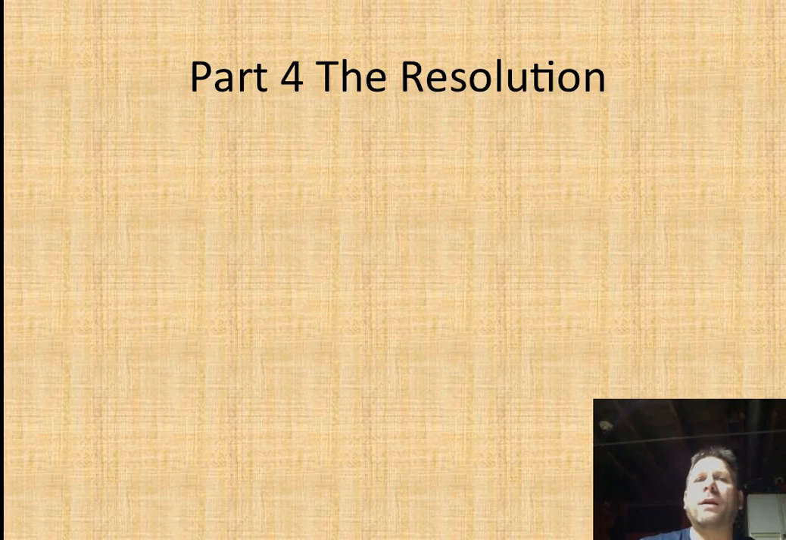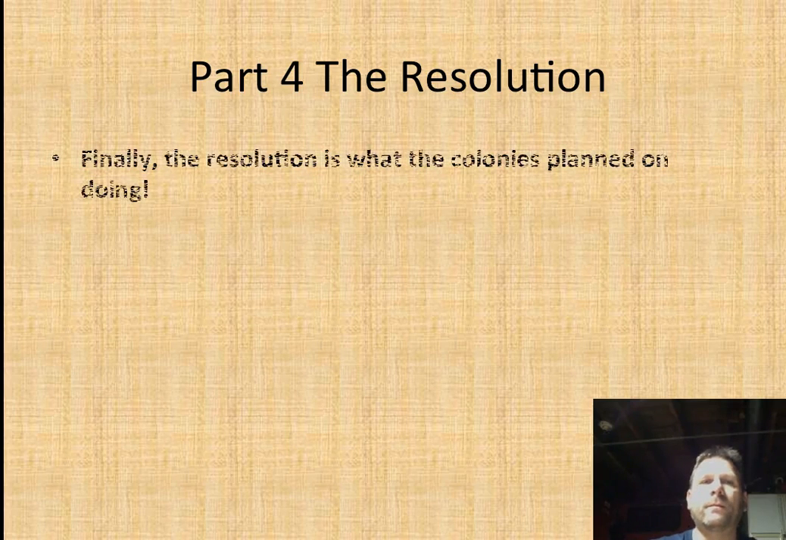And the last part is called Part 4. It's the resolution. What are we going to do about all these things? We told the world why we're going to write this declaration. We told the world what rights we believe are God-given to every human being walking the planet. And third, we listed all the things that King George has done that strained our relationship with the crown. And finally, Part 4 is simply, what are we going to do about it?